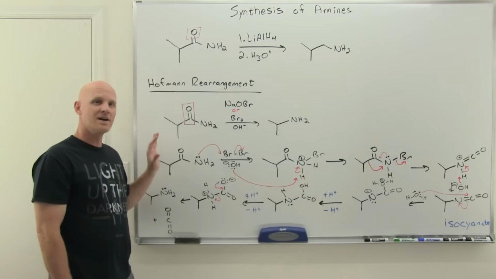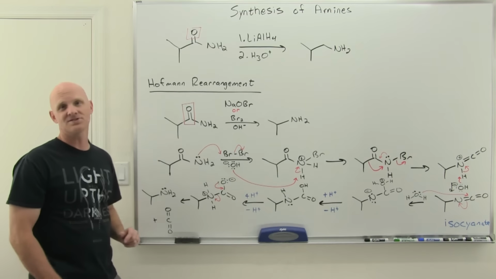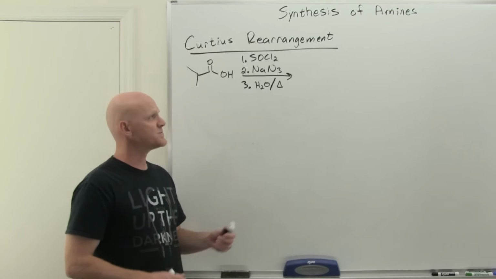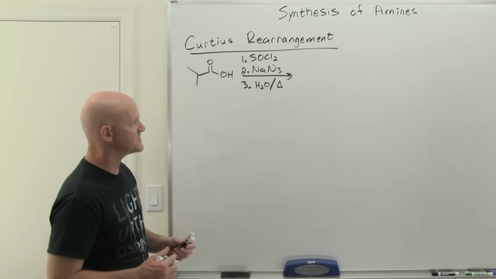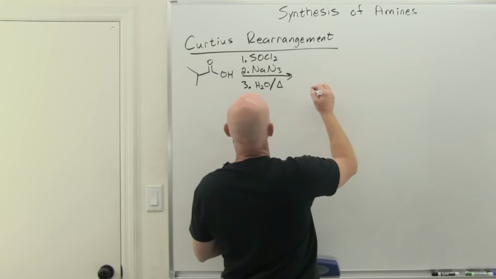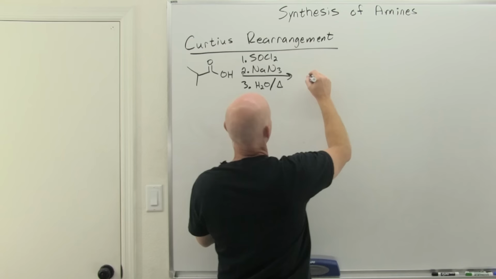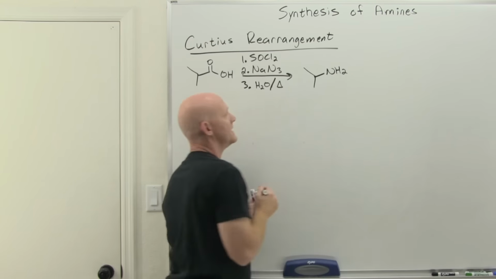I'll probably just summarize and say, hey, then we go from the isocyanate all the way to the amine and CO2. So the next reaction we're going to cover is the Curtius rearrangement. It's going to have a lot of similarities to the Hofmann rearrangement, and we're still going to ultimately lose a carbon. But in this case, instead of starting with an amide, we're starting with a carboxylic acid, but we will lose a carbon in the process along the way to forming an amine.